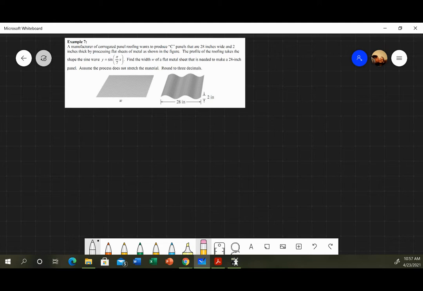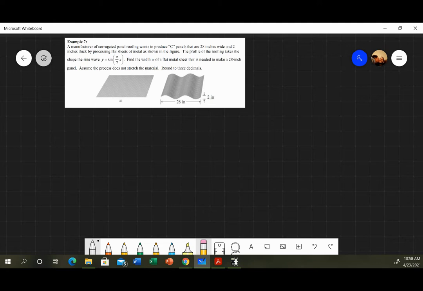A manufacturer of corrugated panel roofing wants to produce panels that are 28 inches wide and 2 inches thick by processing flat sheets of metal as shown in this figure. The profile of the roofing takes the shape of the sine wave, y equals sine of pi over 7 x. Find the width, W, of a flat metal sheet that is needed to make a 28-inch panel. Assume the process does not stretch the material. Round to 3 decimals. Yippee.